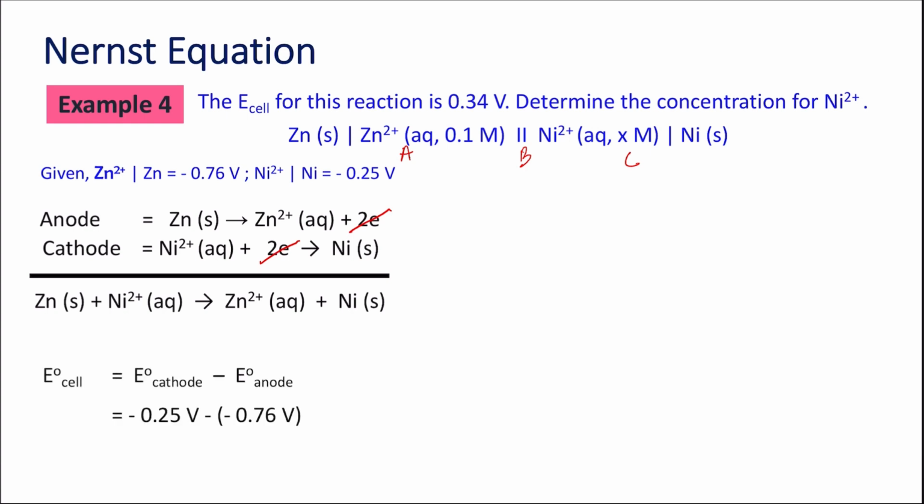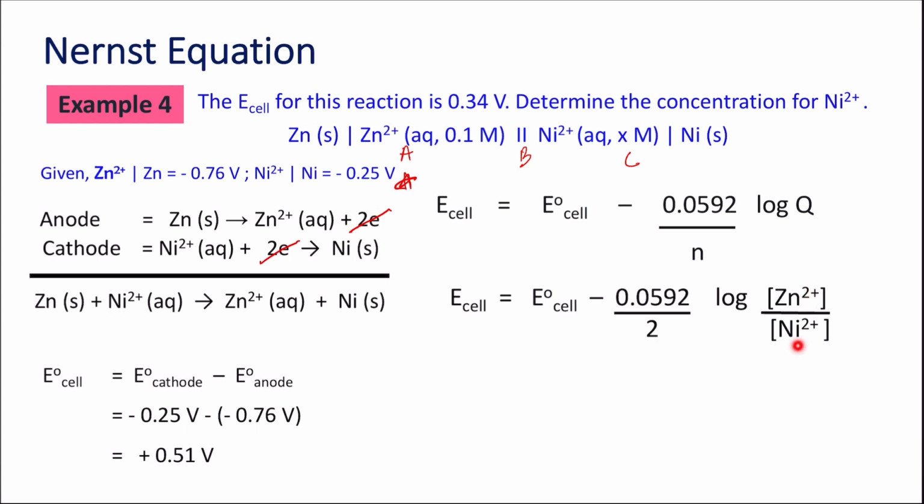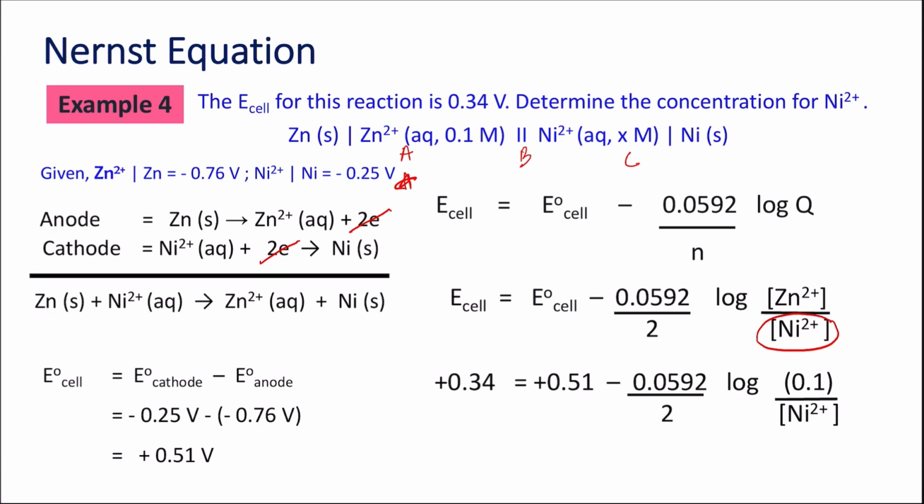Seterusnya kita calculate E0 cell daripada SRP value, keep it as it is from here, and then awak akan dapat positive 0.51. And then from the Nernst equation, apa yang kita nak cari adalah concentration Ni2 plus. So masukkan dulu expression untuk Q kat sini. Kita punya produk zinc 2 plus, reactant Ni2 plus. So this is what we want to find out. And then semua value sudah diberikan dan sudah dapat kita cari. Put it as it is, awak akan dapat this form. And then rearrange, concentration Ni2 plus adalah 1.81 exponent negative 7 molar.